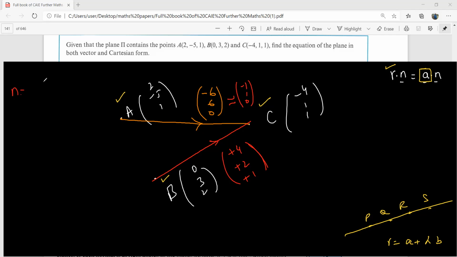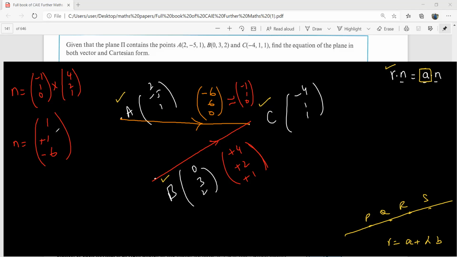So this n is going to be (-1, 1, 0) cross (4, 2, 1). I believe you are good at finding this: it is 1, then -1, so that is 1, and -2 minus 4 is -6. Please keep a check. Is this the normal to the plane? (1, 1, -6). Yes, children, right?